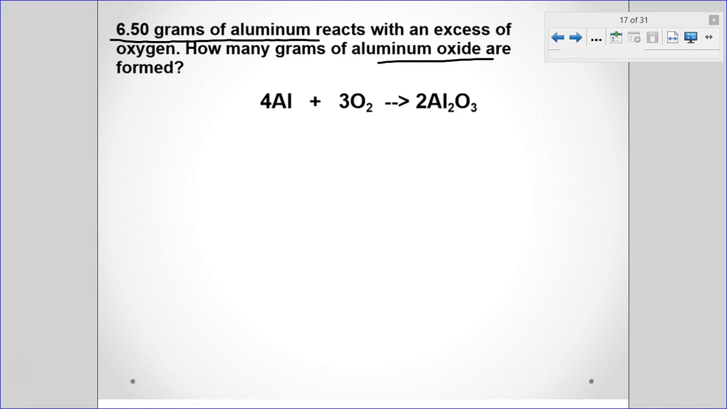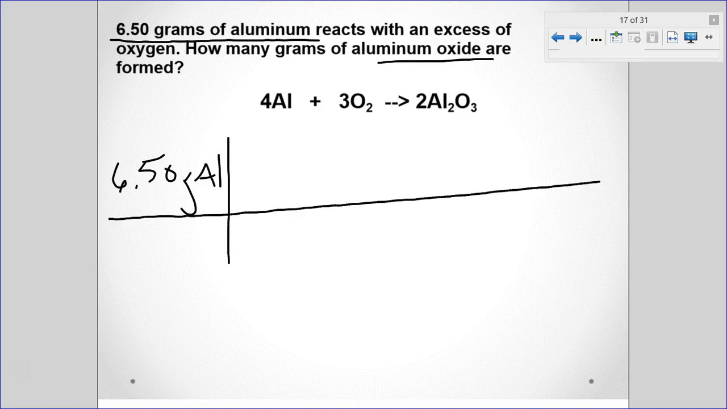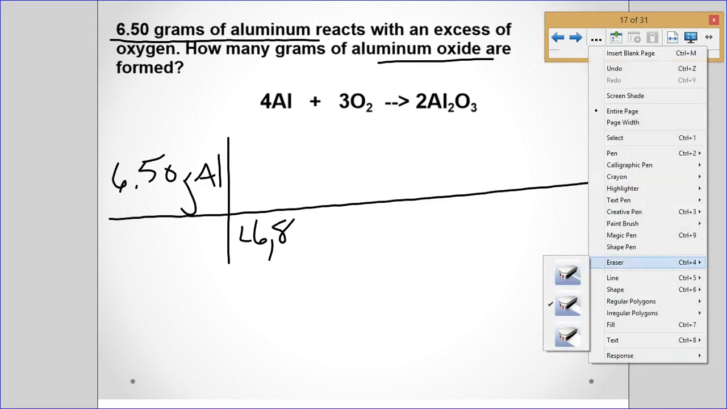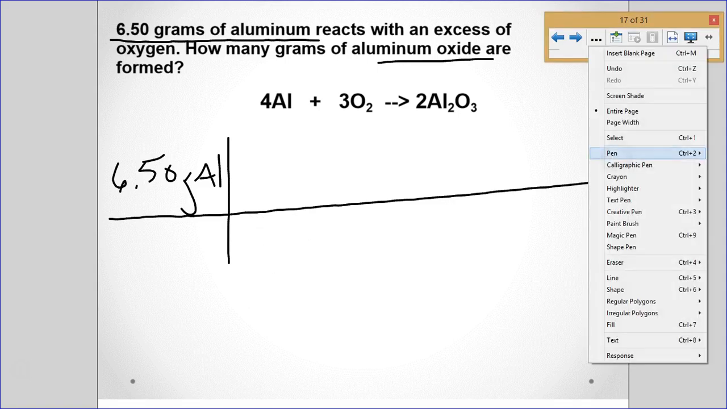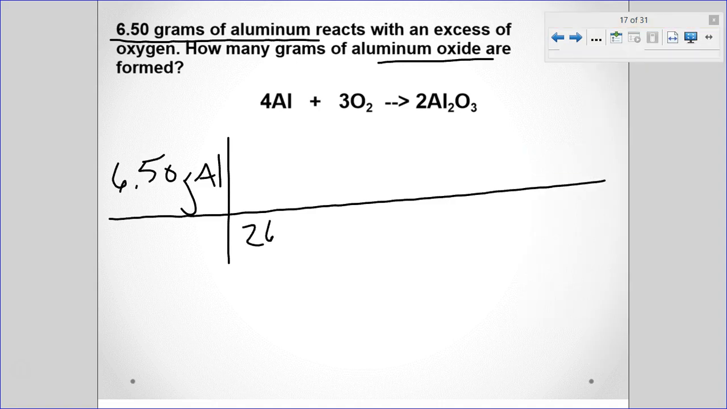Since I'm starting with 6.50 grams Al, I need to get that into moles before I can worry about that whole mole ratio thing, right? Well, let's make my table. How do I get from grams to moles? I wonder, have we seen this before? 26.98 grams aluminum is 1 mole aluminum. Okay, so if I were to stop here, I'd be in moles of just aluminum, right?